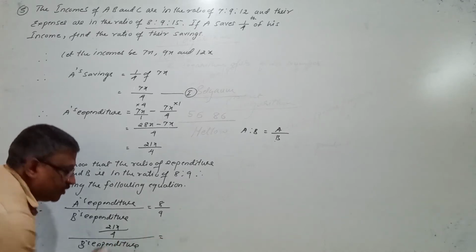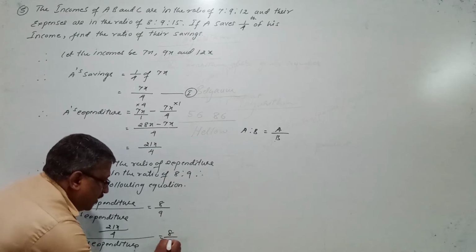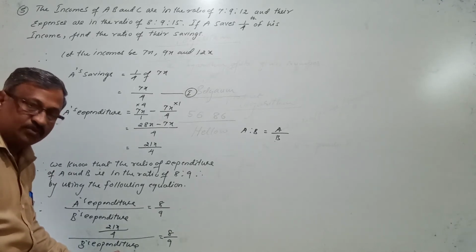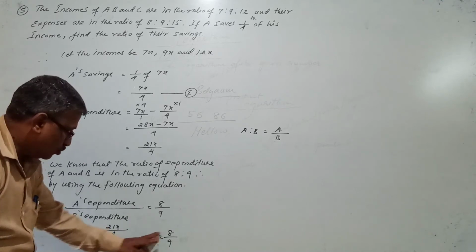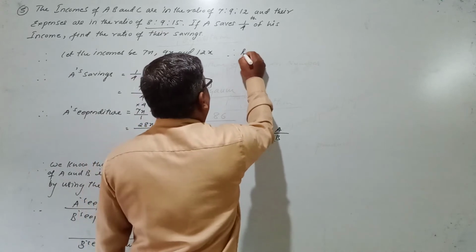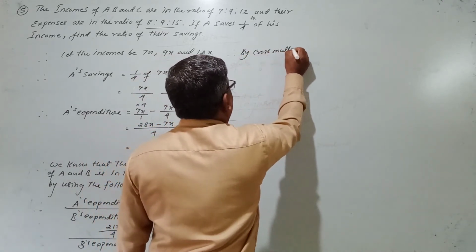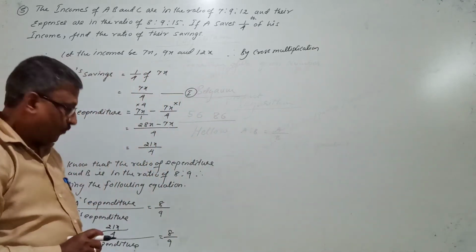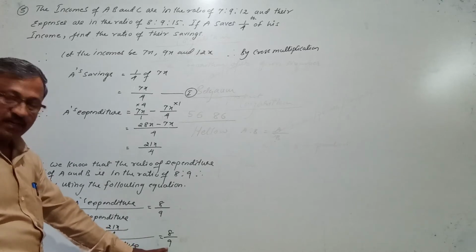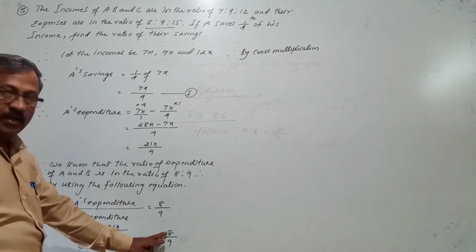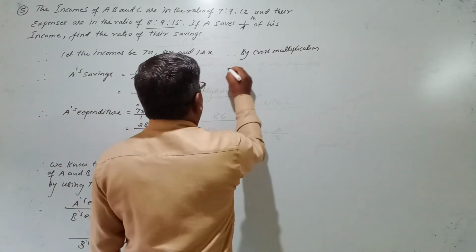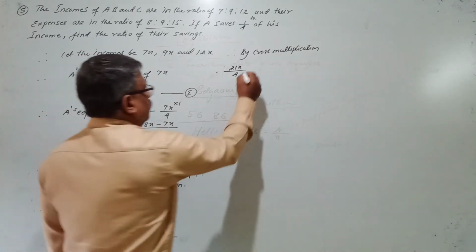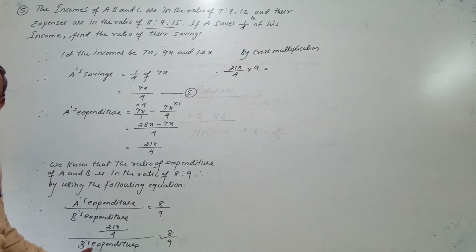B's expenditure. Clear? This is equal to 8 divided by 9. Clear? So what I want here is B's expenditure. Now solve this equation by doing the cross multiplication, right? So do the cross multiplication. Therefore, by cross multiplication, multiply 21x divided by 4 by this 9, and B's expenditure by 8. Clear? So it is 21x divided by 4 multiplied by 9, equal to B's expenditure.